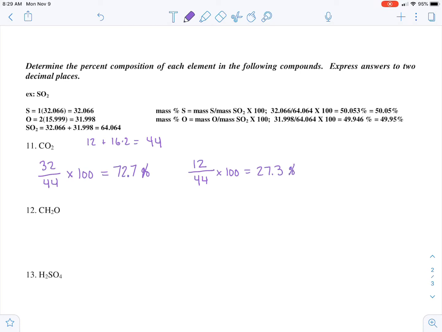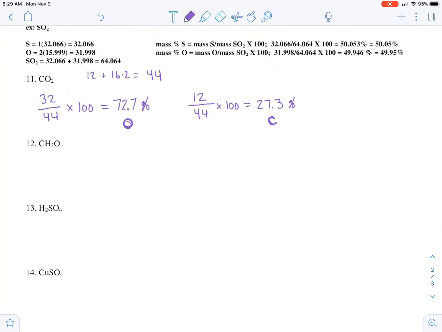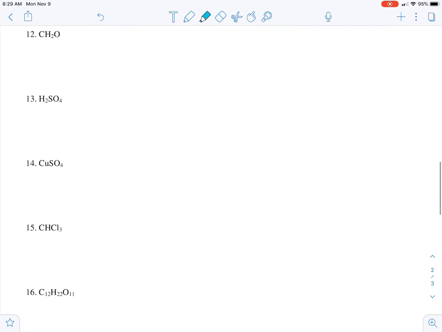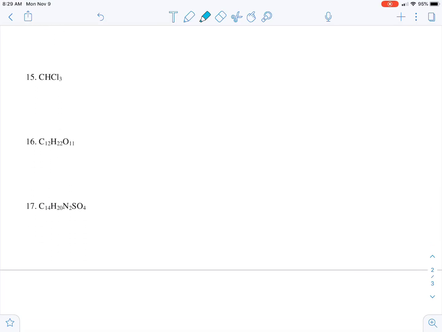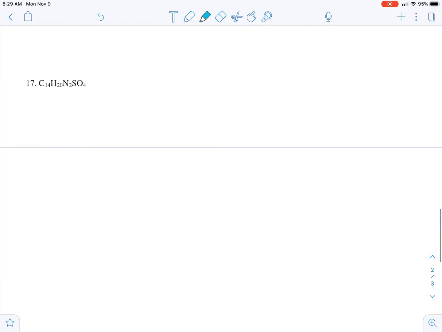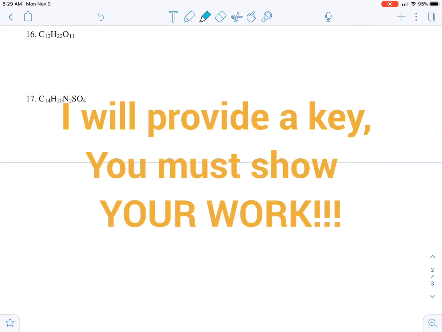Okay, and so 72.7% is our oxygen, and this is our percent of carbon. Hey, that's all there really is to it. All right, it's time consuming because you have to find the molar mass, and then you also have to do the percent of each thing. Now, if there's more than 2 compounds, like the rest of these, you're going to have to do it one for each one. So look at that, number 17, right? So there's lots of little steps in there.